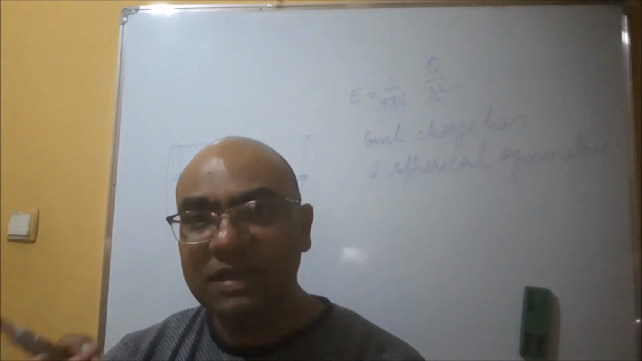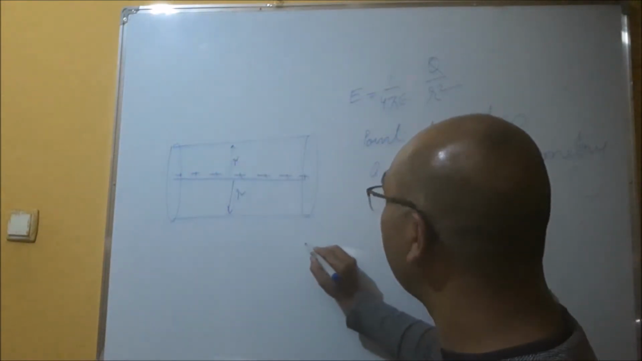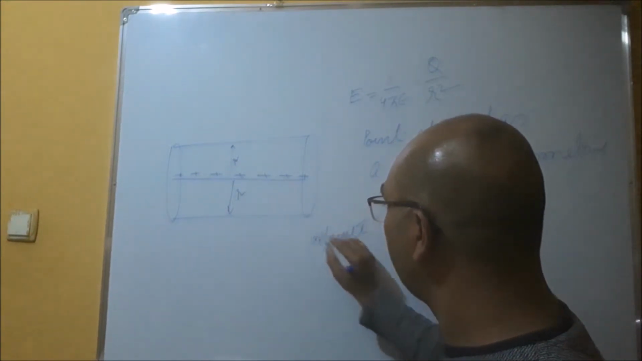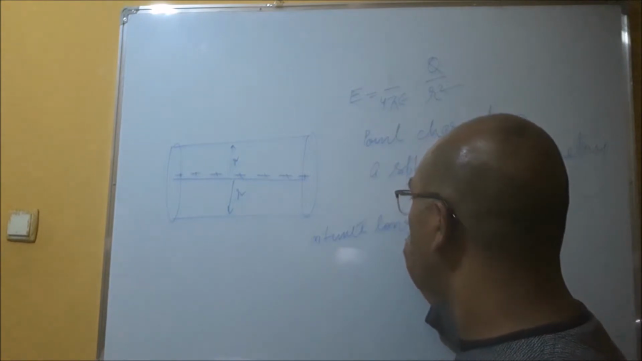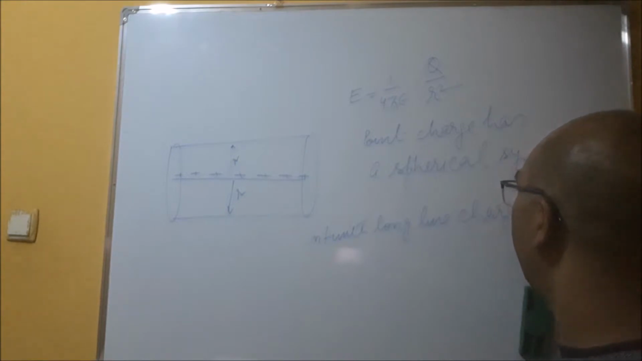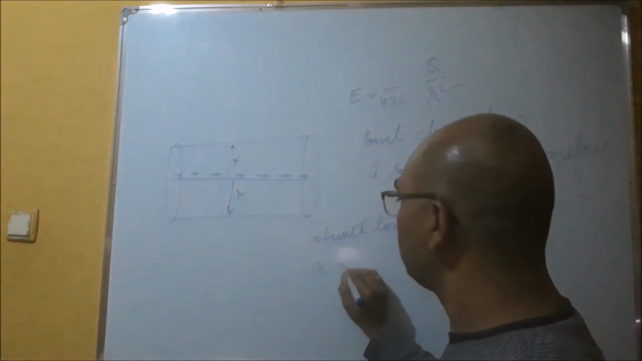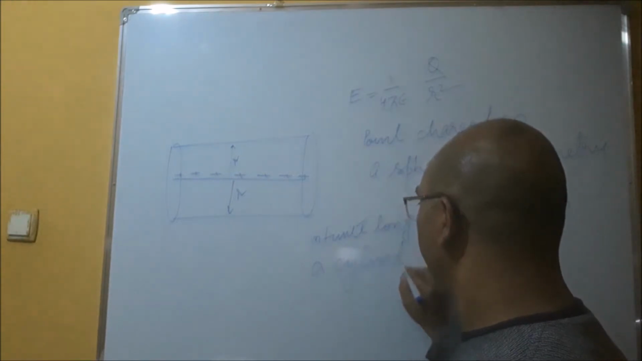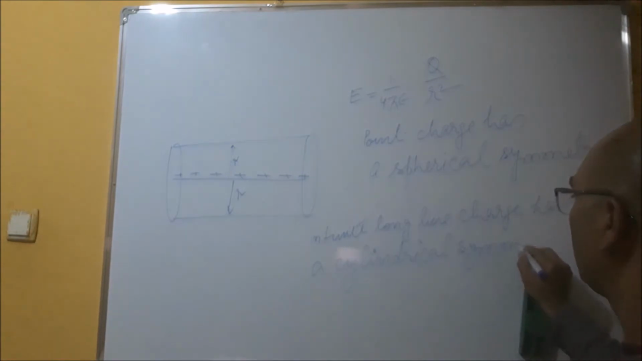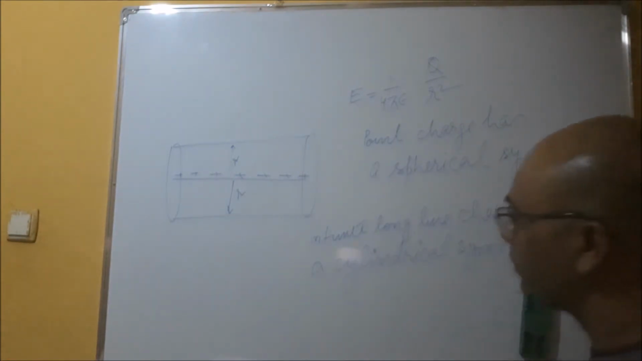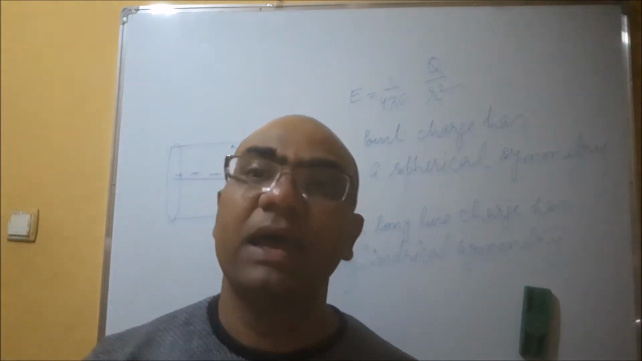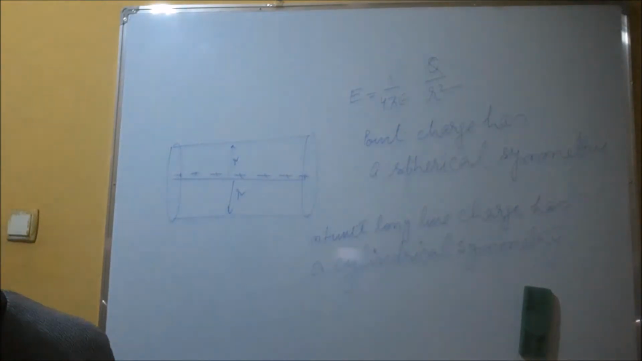And what I will say in this case is that if we have an infinitely long line charge, then it has cylindrical symmetry. Okay, so if we have an infinitely long line charge, then it has cylindrical symmetry.